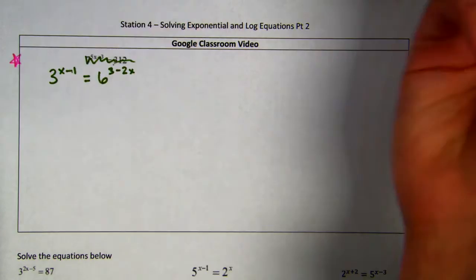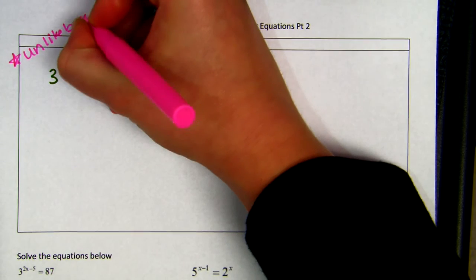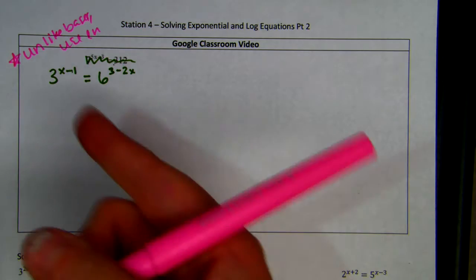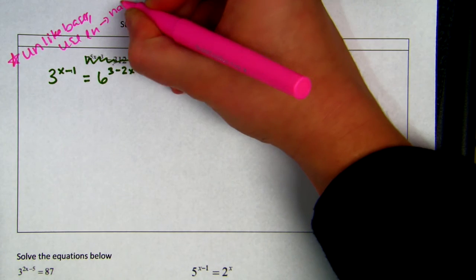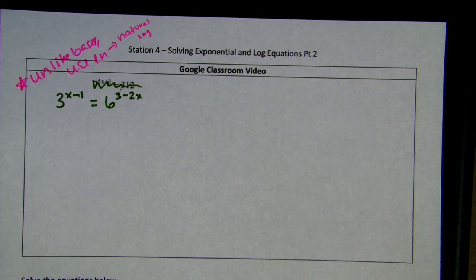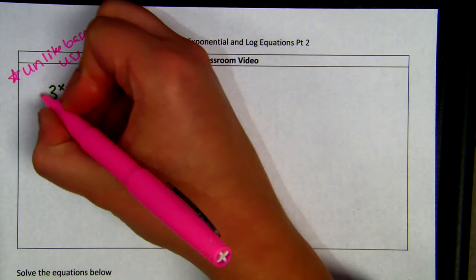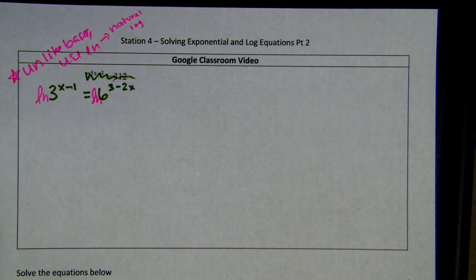Reminder, if we have unlike bases, we use natural log. That's what that says, ln. Or if anyone's getting mad about my handwriting, I'll try and write this really neat. Natural log. There it is. Okay. So first step is we're going to take the natural log of both sides. So I'm going to take the natural log of here and the natural log of here.